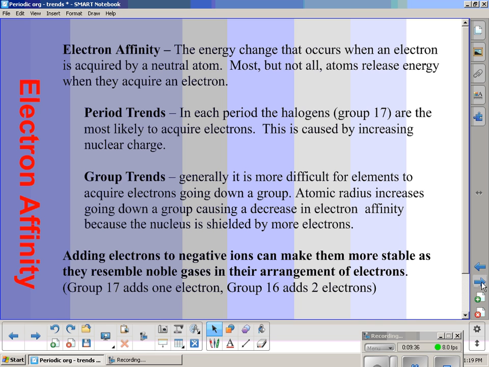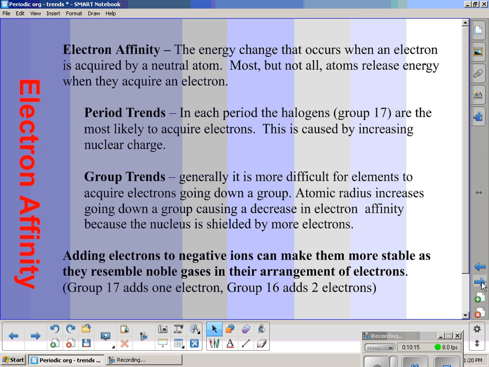Electron affinity. This is really the exact opposite of ionization energy. How likely is an atom to pick up an electron? It's the energy change that occurs when atoms pick up electrons. Most of them are going to release energy when they acquire an electron. Period trends. Group 17 is the most likely group out of all of them to absorb electrons. Group 16 is the next most likely. Group 15 can still pick up electrons. Group 17 most likely.